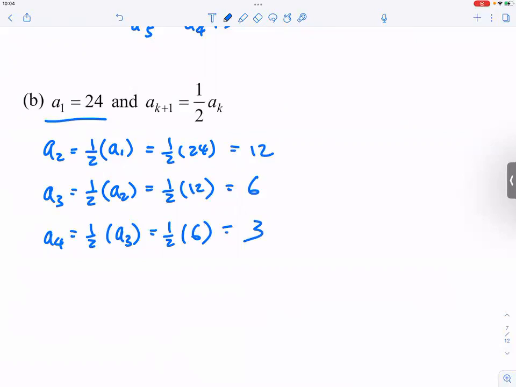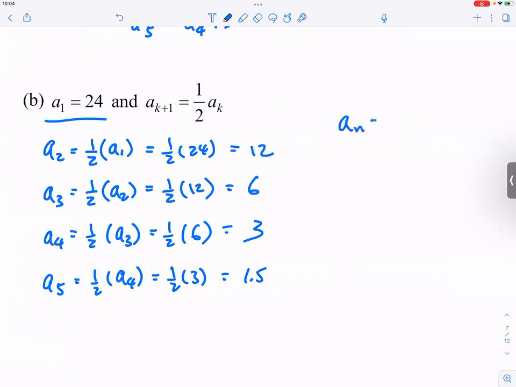It's 3. And then you have A5, which is 1/2 of A4, and A4 is 3, so you have 1.5 or 3/2. So now this one is a little bit different. This one is not adding or subtracting; it's multiplying, or you can say dividing. So what do we do with this case? You can look at this: that's basically how many times you have to divide it by 2.